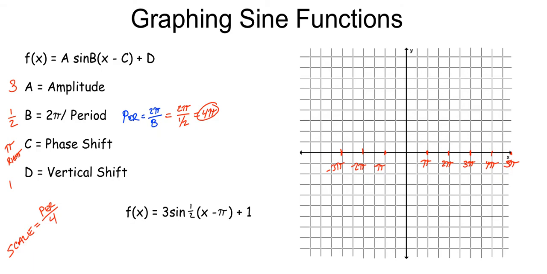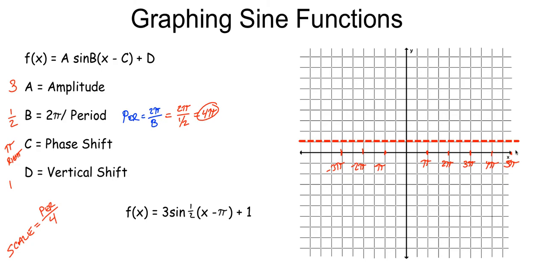When it comes time to graph it, the first thing I'm going to put on the graph after I create my scale is my midline. So my midline is right here at +1, this red dotted line. And I know that I'm going to have critical points at each of these tick marks here. That's why I did the period divided by 4.